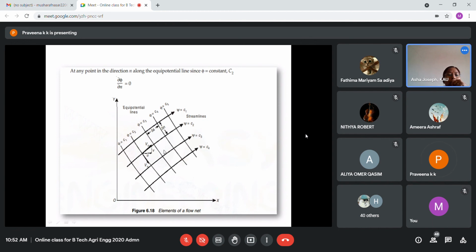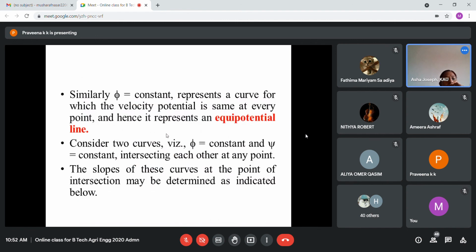The slope values: along the streamlines it is ∂s, that distance, and similarly along the potential line it is ∂n. Okay, then now go to the current slide. So similarly, consider two curves for phi constant and psi constant. The slope of these curves at the point of intersection may be determined as indicated below. Okay.